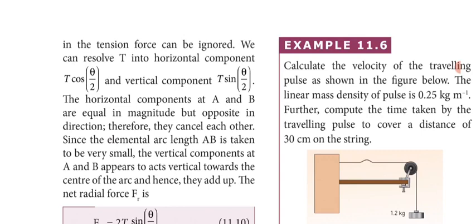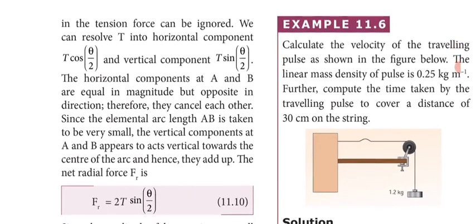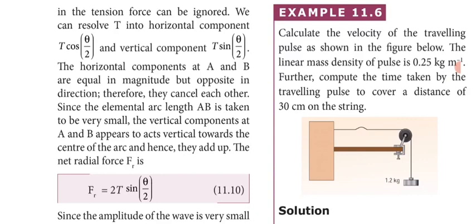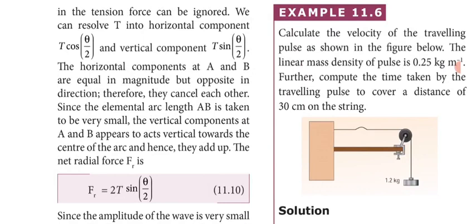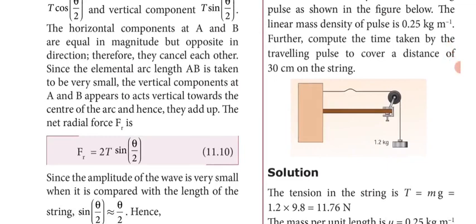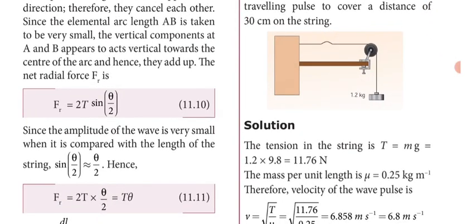The tension T can be resolved into a horizontal component, T cos theta by 2, and a vertical component, T sin theta by 2. The horizontal components at A and B are equal in magnitude but opposite in direction, therefore they cancel each other. Since the elemental arc length AB is very small, the vertical components at A and B act towards the center of the arc, and hence they add up. So the net radial force F_r is equal to 2T sin theta by 2.